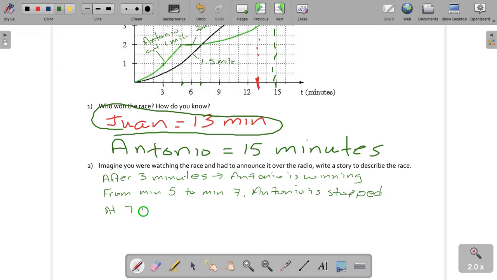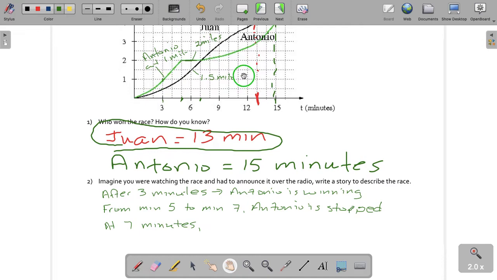At 7 minutes, okay, now again, I'm going to bring this graph back here a little bit. We can see this is Juan, and at the 7-minute mark, Juan and Antonio are at exactly the same spot. And at the 8-minute mark now, Antonio's finally starting to move a little bit. We can see he's moving up a little bit, but Juan is winning.